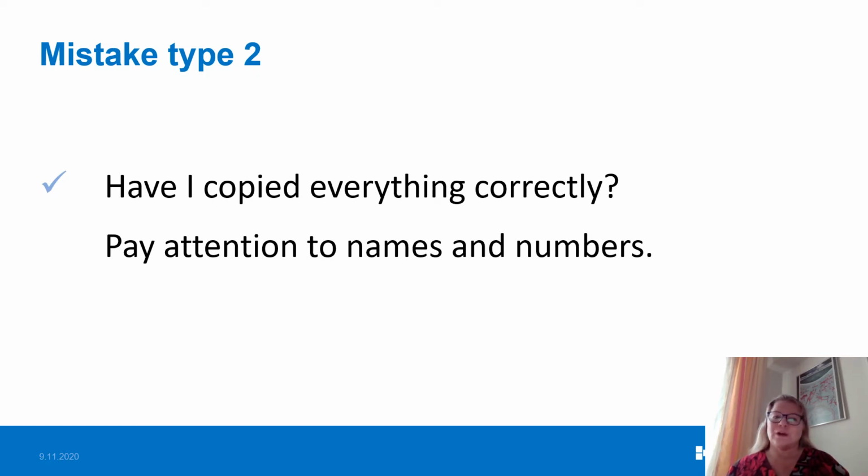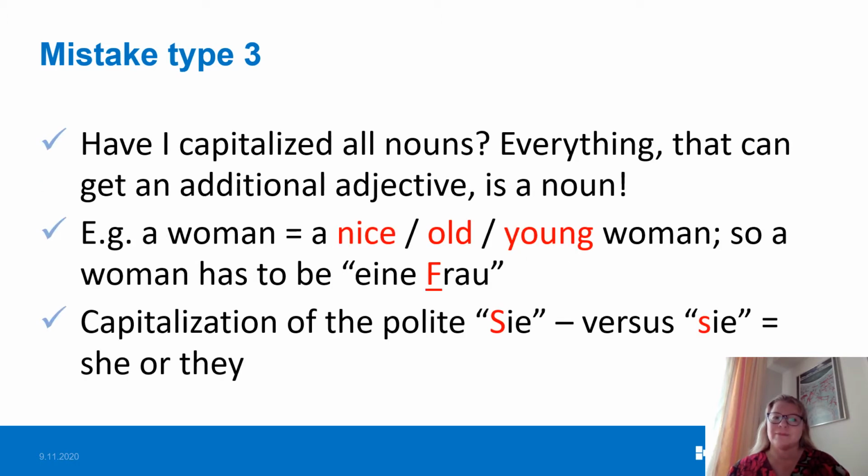Mistake type 2. Have I copied everything correctly? Pay attention to names and numbers. Mistake type number 3 is a very typical one. Students love to make that mistake. So it's all about capitalizing German nouns. So check, have I capitalized all nouns? Everything that can get an additional adjective is a noun.